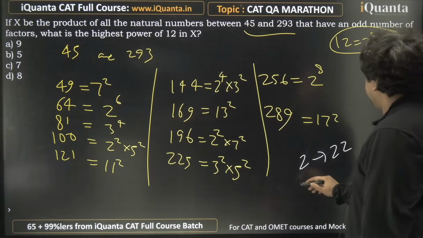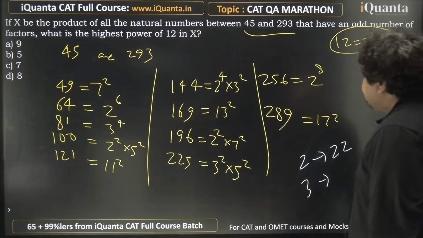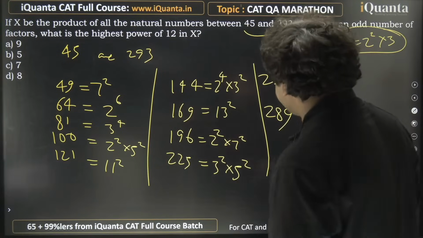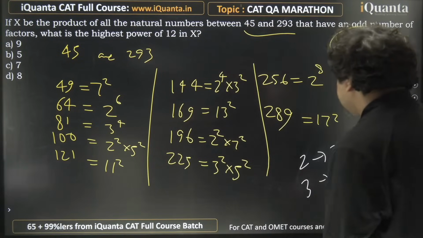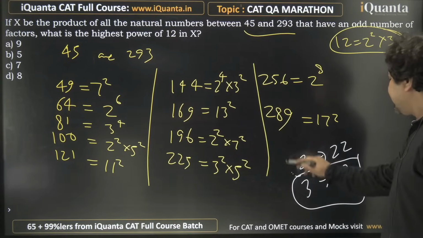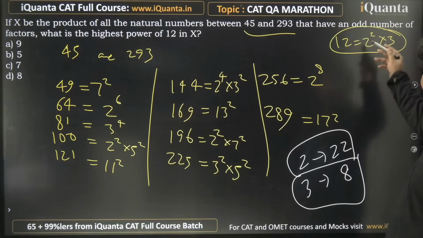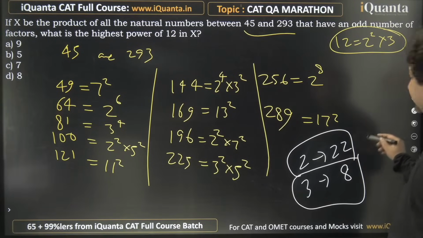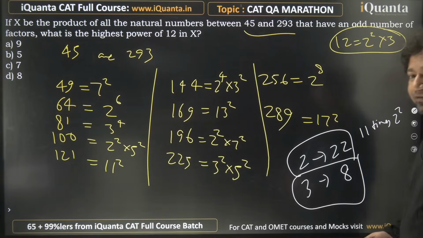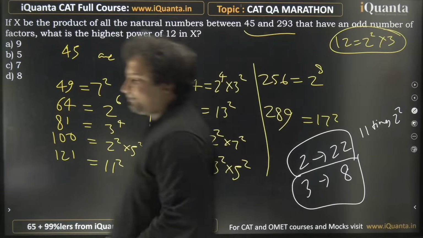And how many 3's do we have? 3's: 4 plus 2 is 6 plus 2 is 8. We have 8 3's. Yeah, so if we have 22 2's, then we have 11 times 2 square and 8 times 3. Of course, if we want to make a pair, we can make only 8 pairs because we have only 8 3's. The answer is 8.